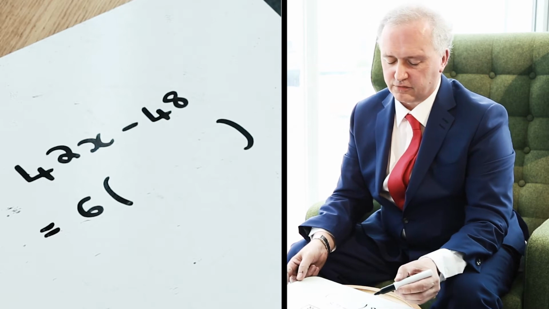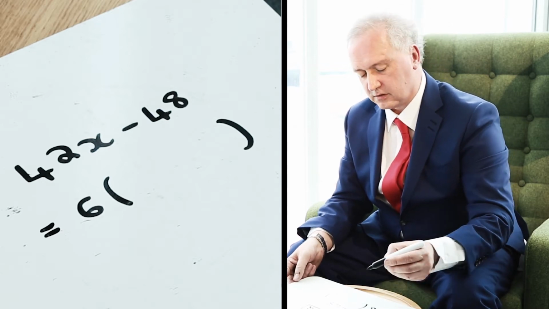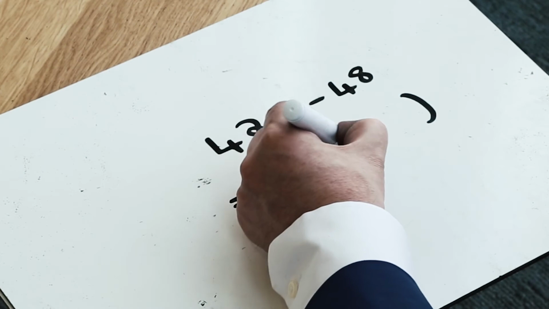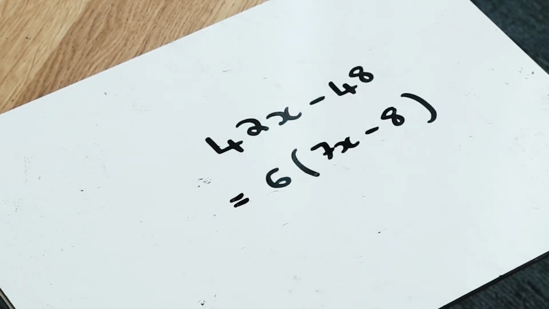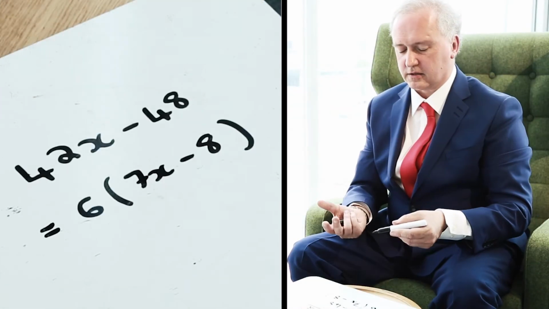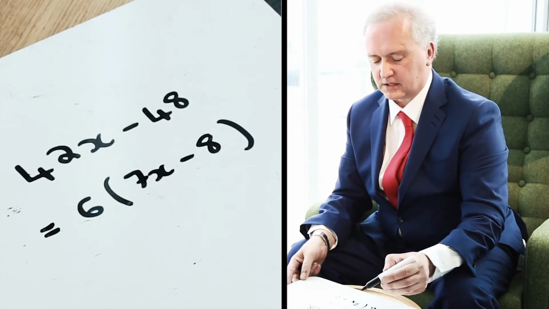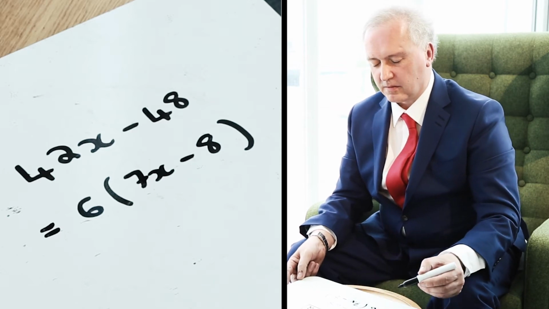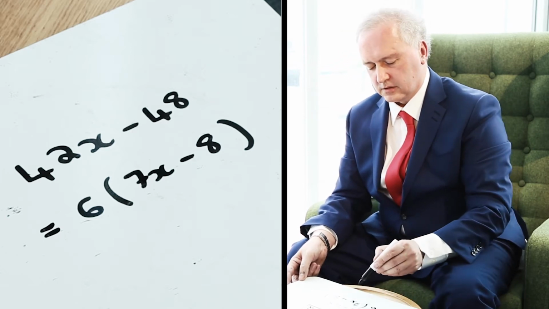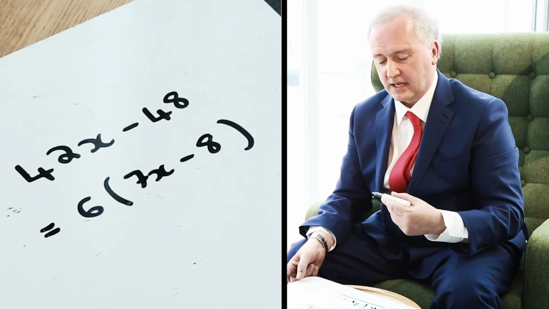Well, I'm thinking to myself, 6 times 7 is 42, so I'm going to put a 7x here, and I'm going to put a minus, I'm going to put an 8 here, because I can always check that 6 times 7x is going to produce the 42x, and 6 times a minus 8 gives me a minus 48. So I've correctly factorised this in its entirety.